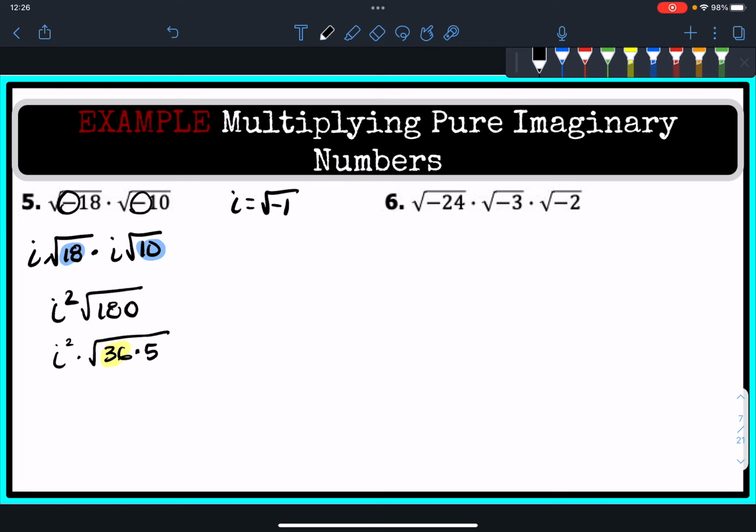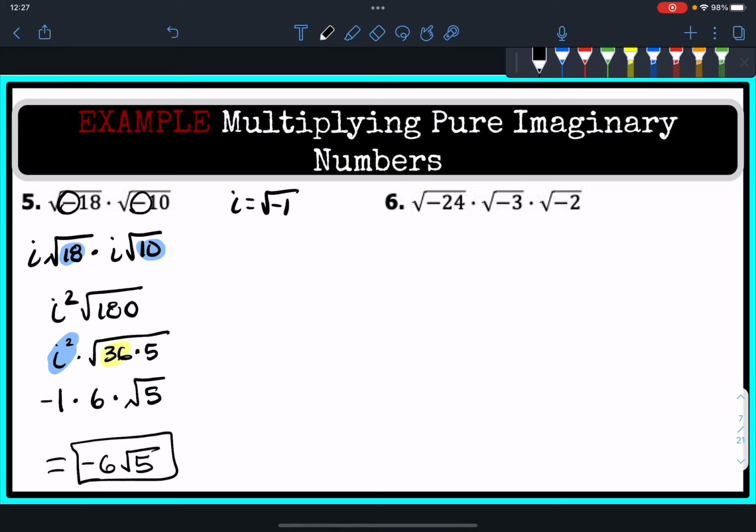So let's go from left to right. i to the 2nd power is equal to negative 1. The square root of 36 is equal to 6. And because 5 is irrational, we're going to keep that inside the square root. So our answer here is negative 6 times the square root of 5.